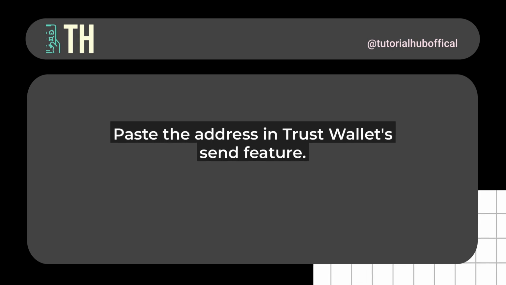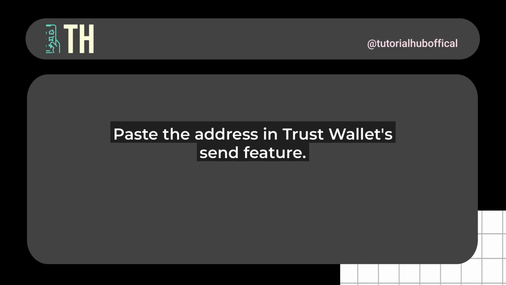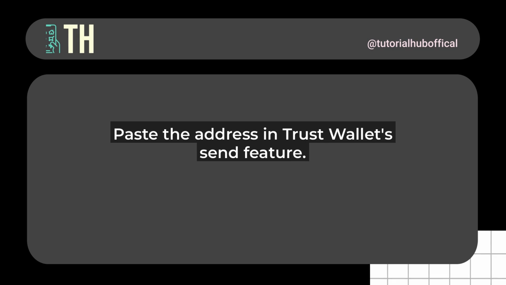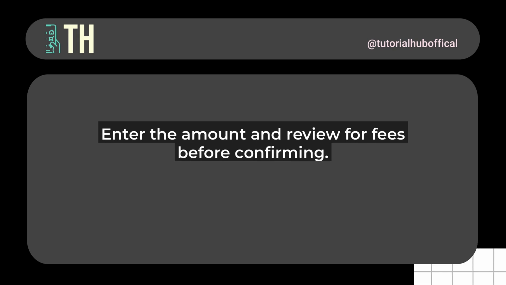Now, back in Trust Wallet, tap on the USDT token and select Send or Transfer. Paste the CoinDCX wallet address into the recipient field. Double-check the amount you're sending. Don't forget to account for any network fees, which could be a bit higher in 2025 due to potential upgrades. Once everything looks good, hit Confirm and approve the transaction with your wallet's security features, like biometrics or a PIN.